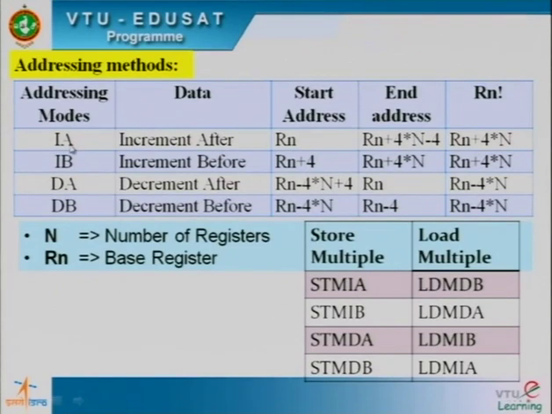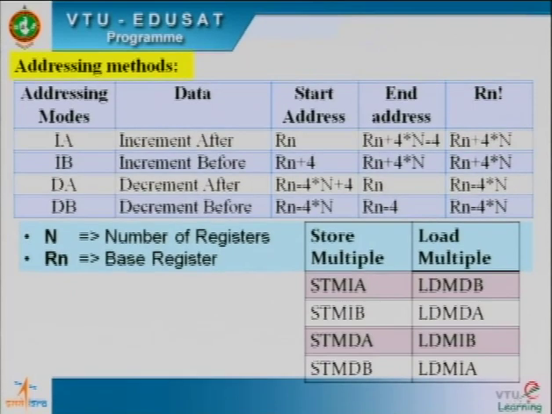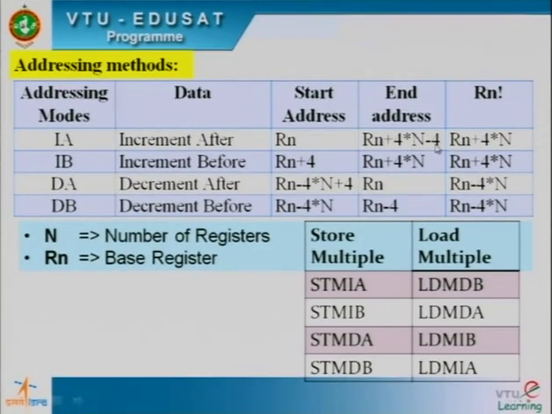When we say the addressing mode IA, that is increment after, the beginning address for that register is Rn. The end address is Rn plus 4 multiplied by n minus 4. What is this? n is the number of registers that need to be loaded or stored. Rn is the base register. So if Rn is a base address, and there are 3 registers, then it is Rn plus 12 minus 4, that is Rn plus 8. It will become Rn plus 8 because it is increment after. So it will load the value and then increment it.